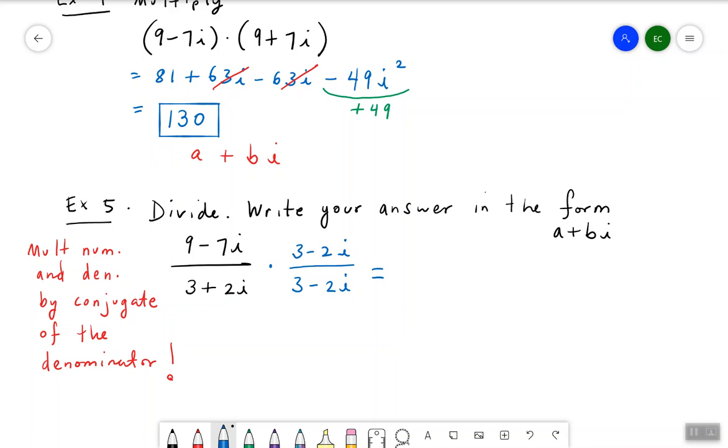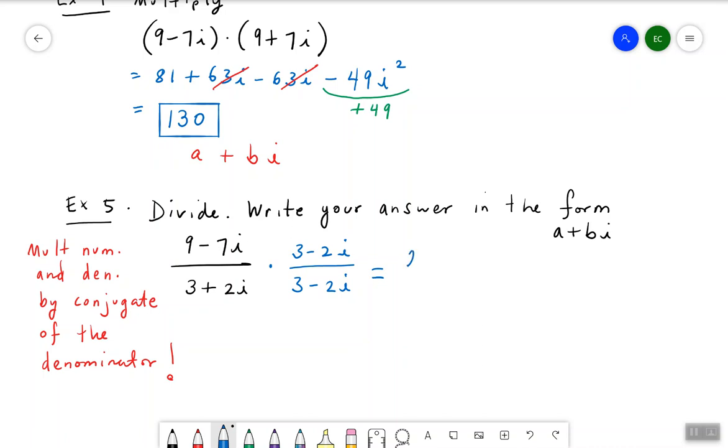And then, of course, we're just multiplying two fractions, and we know the rule to multiply two fractions is to multiply across, numerator times numerator, denominator times denominator. So now this turns into the multiplication that we've just been practicing in the previous examples. Let's go ahead and multiply out the two numerators first.